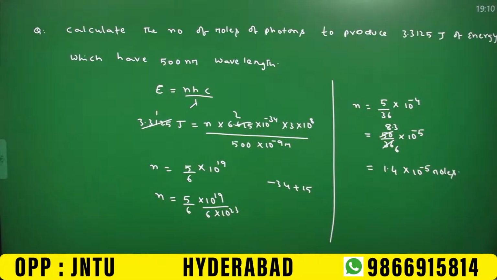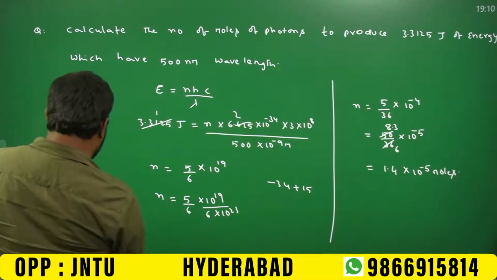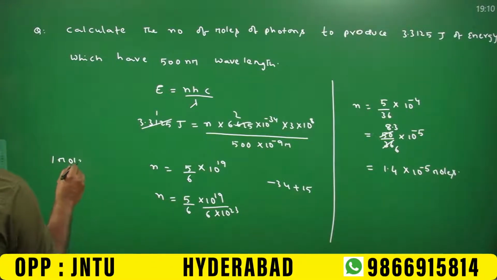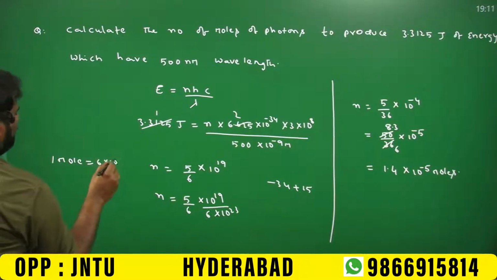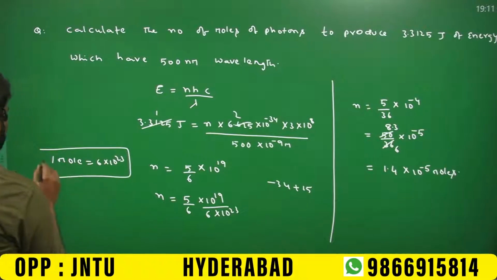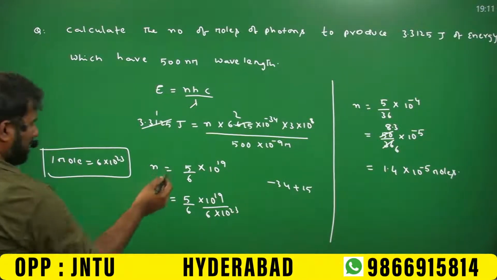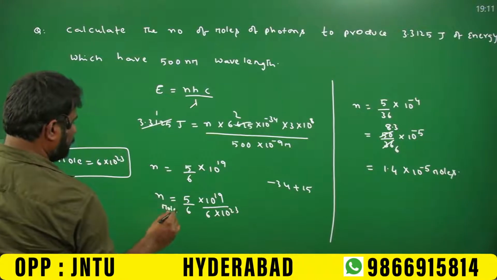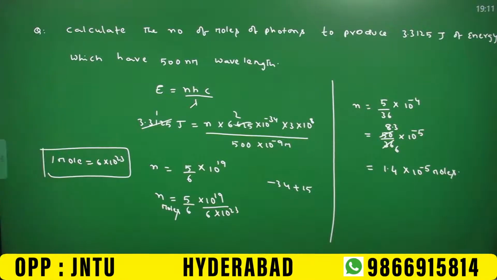This is the number of particles. 1 mole contains 6 into 10 power 23. We need to convert into moles, so number of moles equals number of particles divided by 6 into 10 power 23.